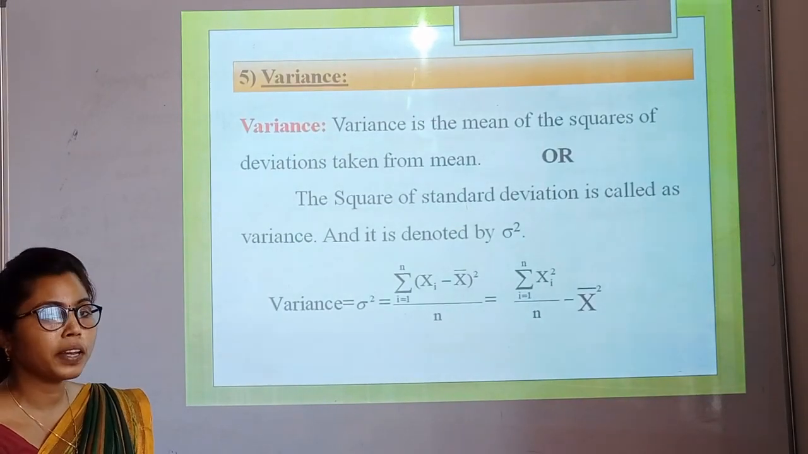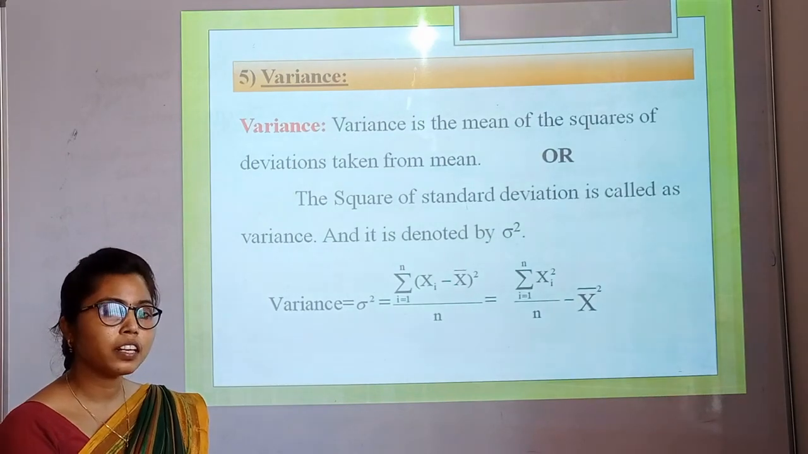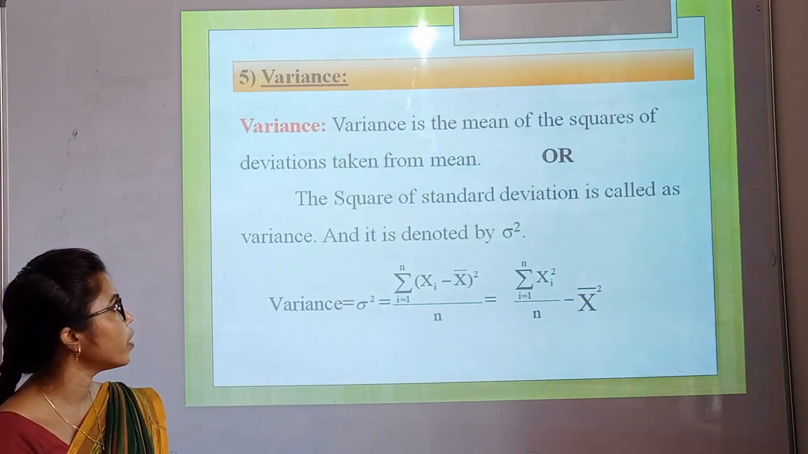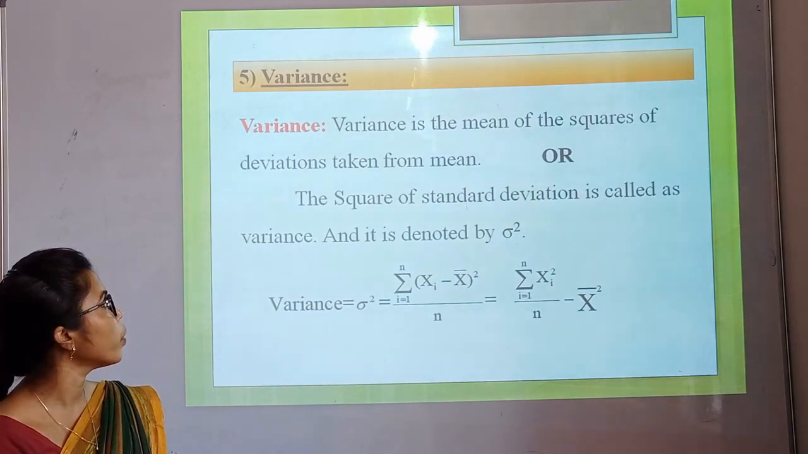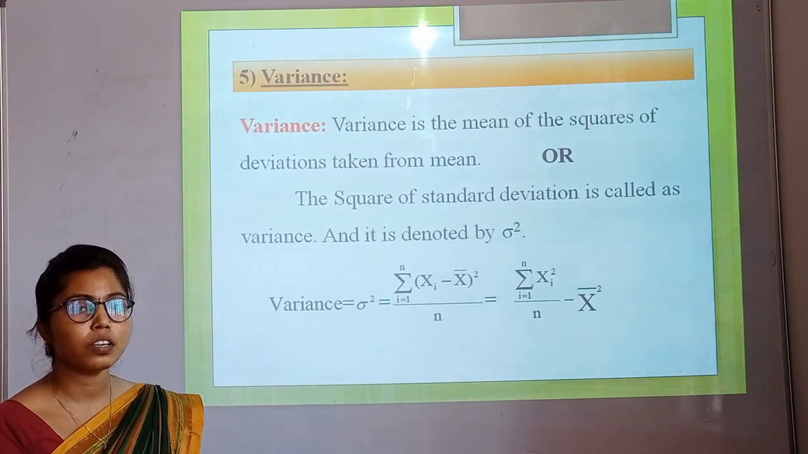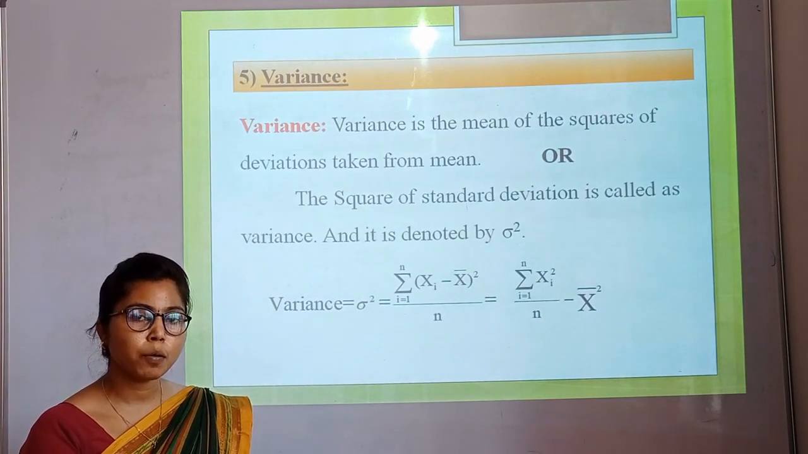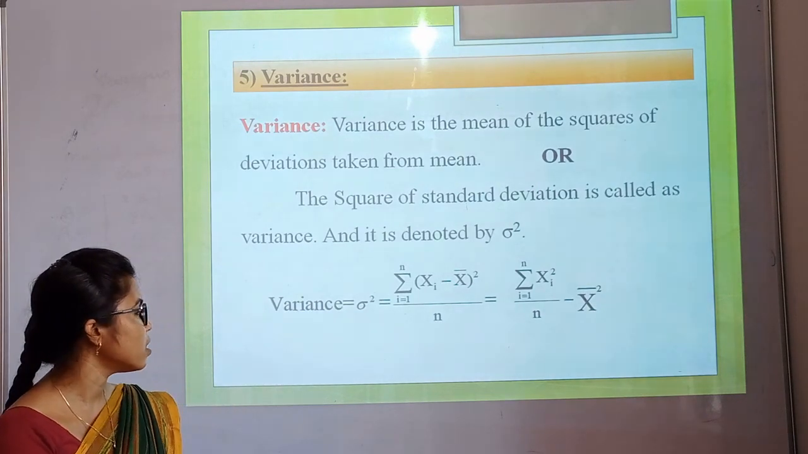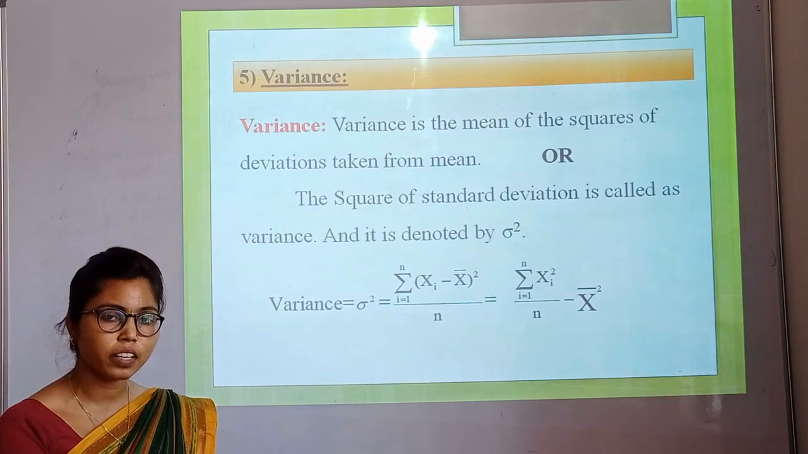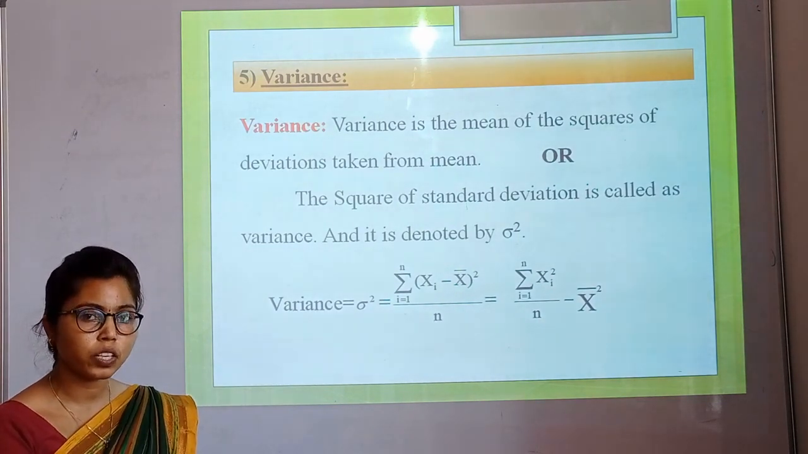Next is variance. Variance is an absolute measure. The square of standard deviation is also known as variance. The definition of variance is the mean of the squares of deviations taken from the mean. Standard deviation is denoted by sigma, so variance is denoted by sigma square. The formula is obtained by removing the square root from standard deviation. The formula is for individual data.